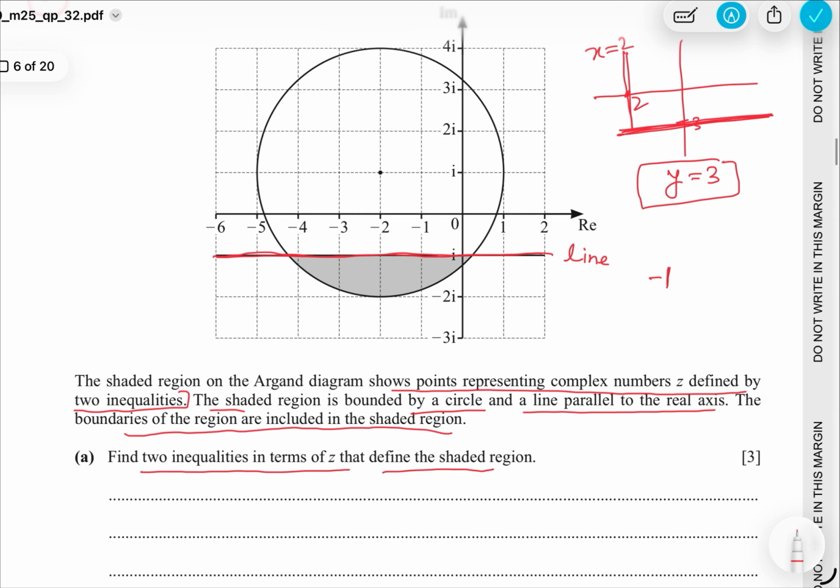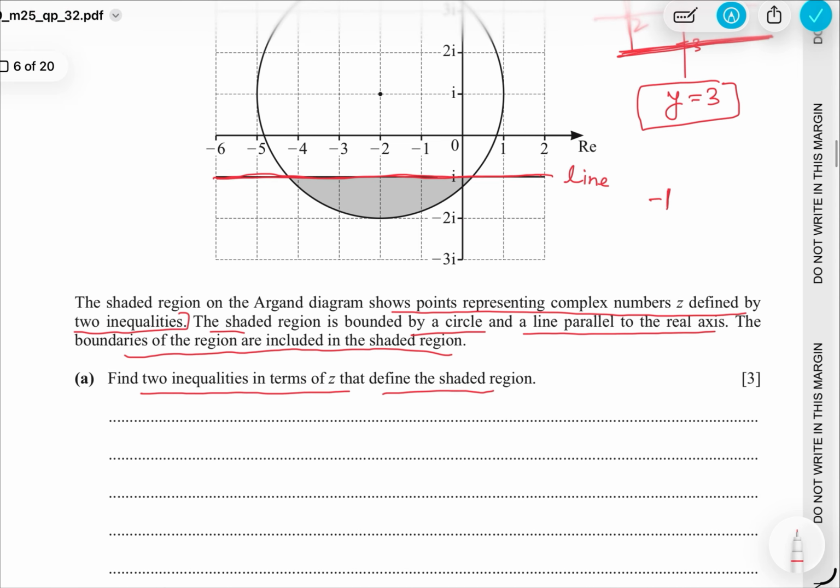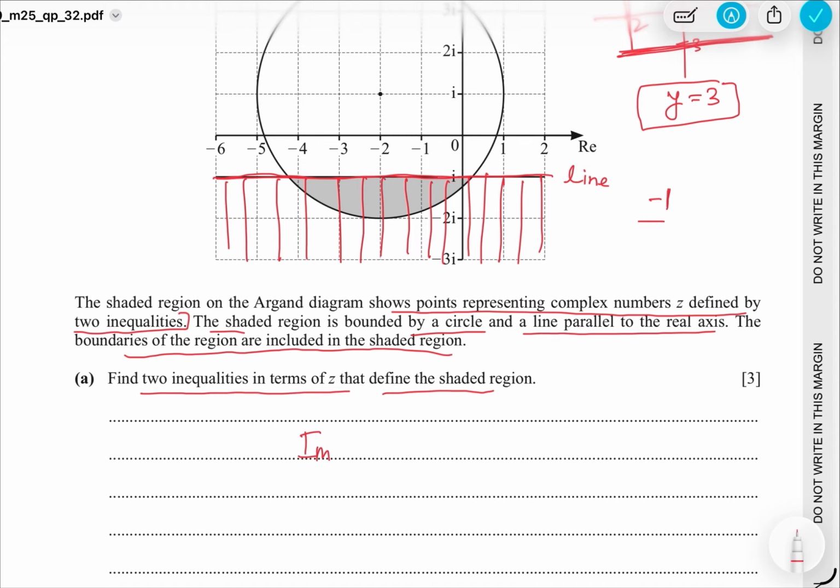So, we can write it like this, and we are shading the lesser part of it. See? Are you imagining it with me or not? Are you just sitting idle? Open your notebook and pen and think with me. So we can say that the imaginary part of the number is less than or equal to negative 1, because this part is included. So we got the first inequality over here.